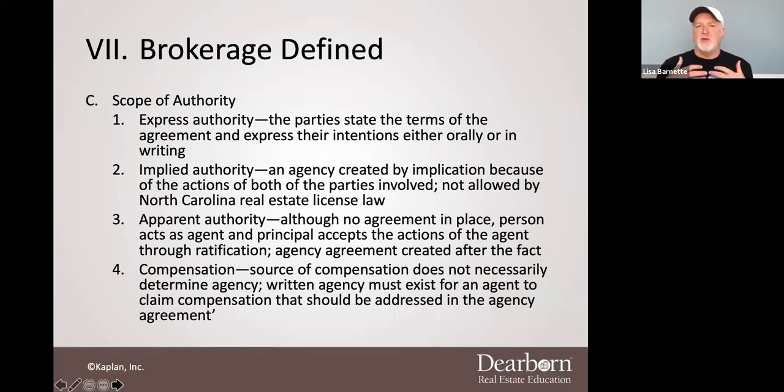Because if in fact you have been acting as someone's agent and then something goes poorly, you can't just say, oh, I'm sorry, we never had it in writing, and so therefore I can't be liable. No, remember, it's your job as an agent to explain agency. It's not the public's job to understand all of this. We're the ones that have been trained for it.